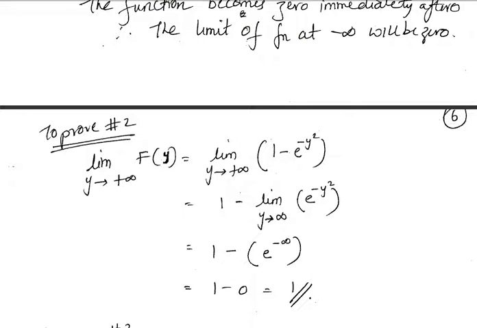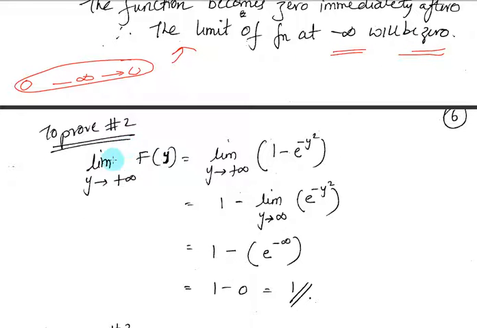Proving point 1 is pretty straightforward, because if it is 0 for any value less than 0, then obviously at negative infinity it is going to be 0. So proving that is pretty straightforward, and that is what is shown here. The function becomes 0 immediately after 0, therefore the limit of that function at negative infinity will obviously be 0.